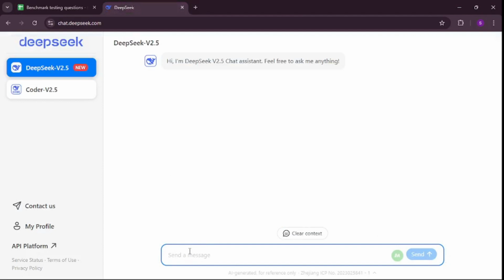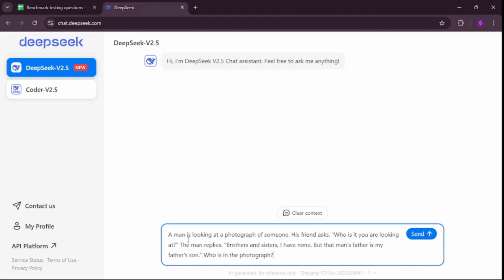So let's paste that right here. The question is about a man looking at a photograph of someone. His friend asks, "Who is it you're looking at?" The man replies, "Brothers and sisters, I have none, but that man's father is my father's son." So the LLM has to find out who is in the photograph. This is quite a complex riddle. I don't think we're going to get the correct answer here, but let's check.